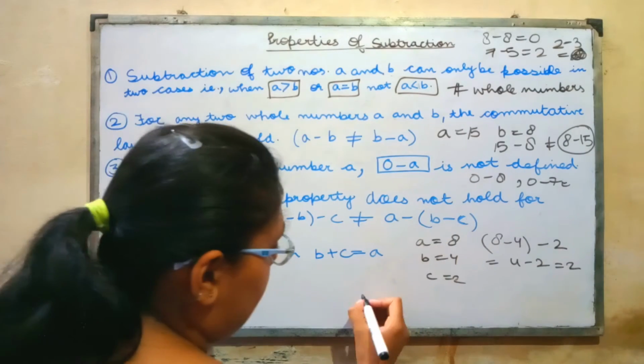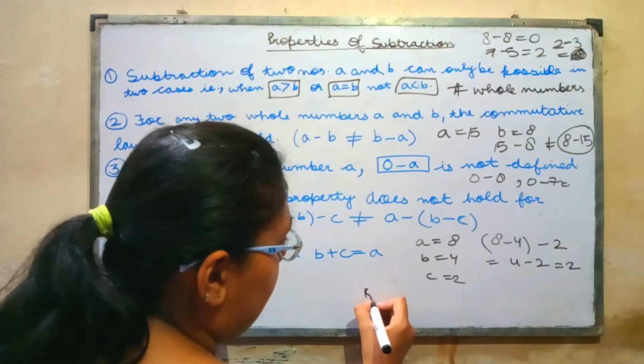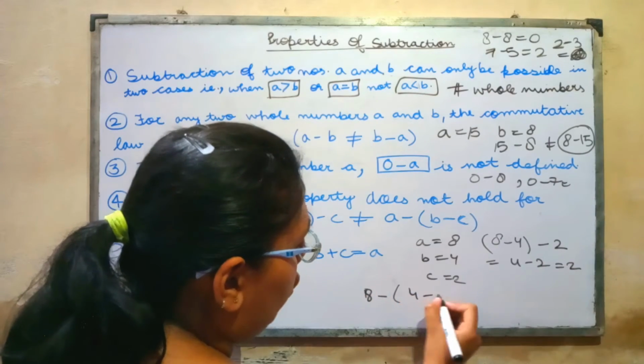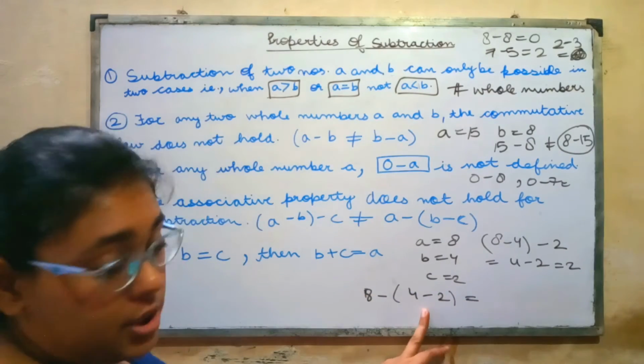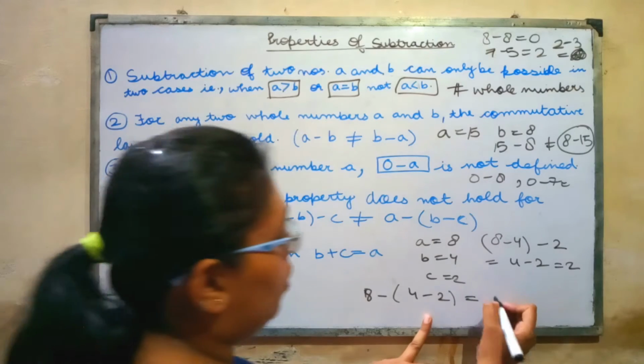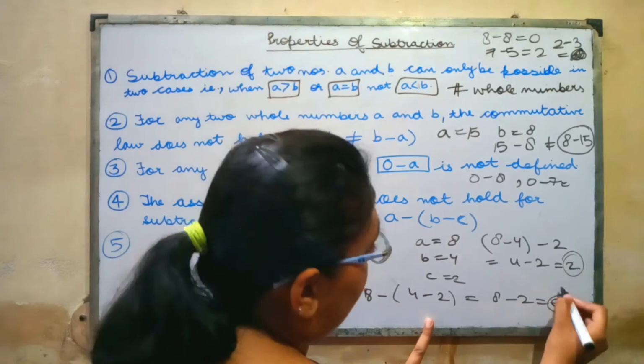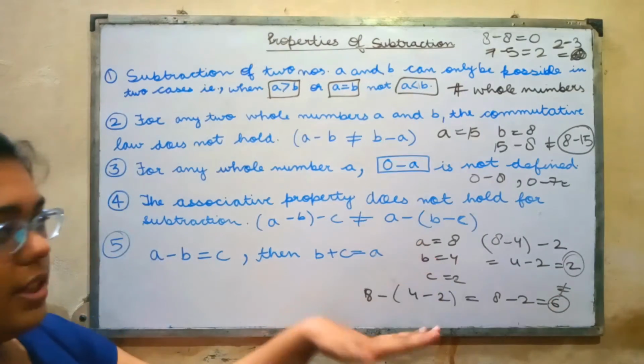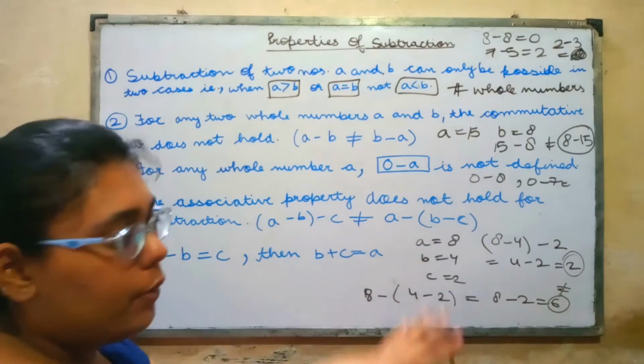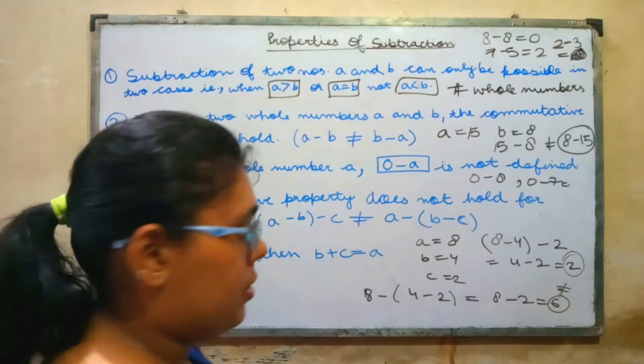Now coming to this RHS, that is 8 minus in the group. So 8 minus bracket में क्या है? 4 minus 2. 4 minus 2 will be 2 and the answer will be 6. Clearly 2 can never be equal to 6. So this property also does not hold for the subtraction in whole numbers.